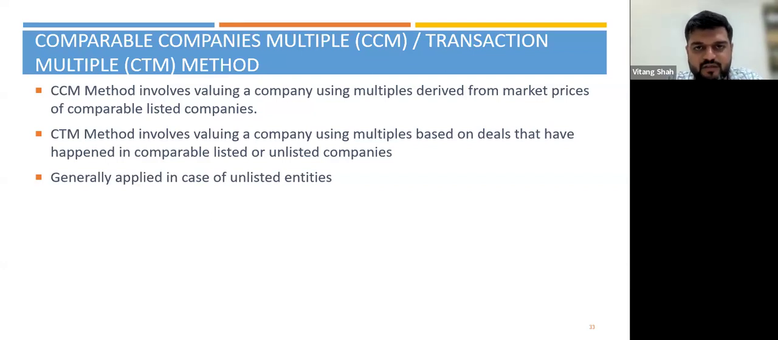Now you come to the comparable companies multiple method or the comparable transaction multiple method.